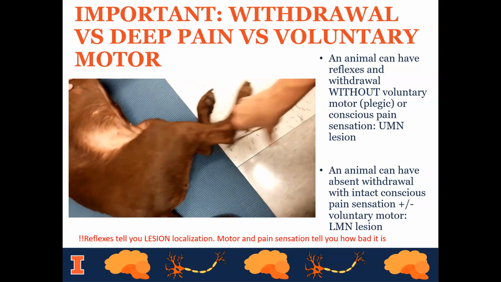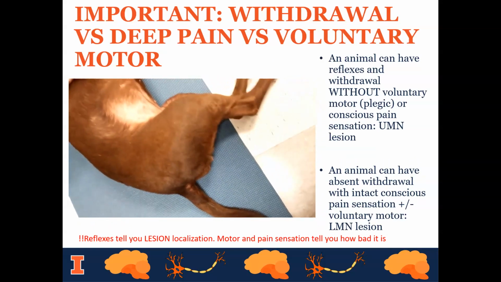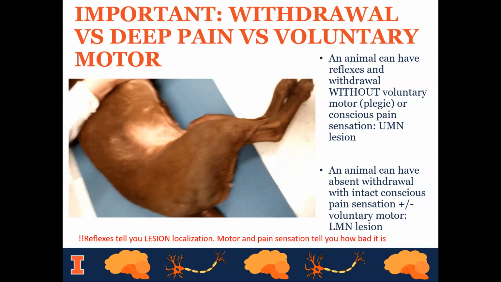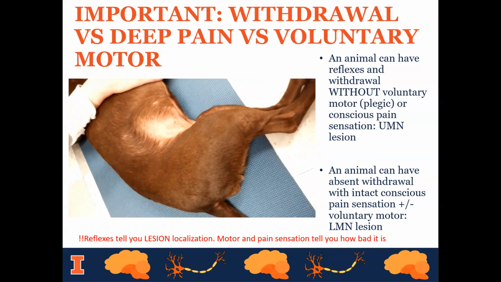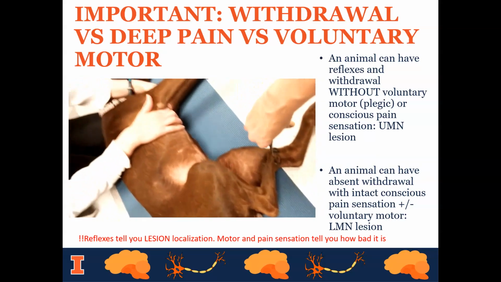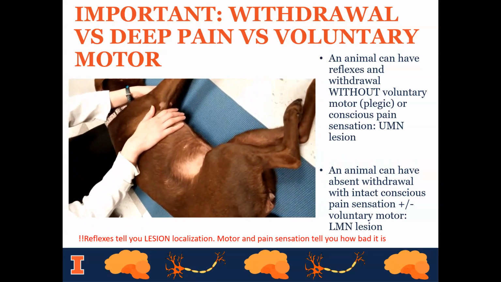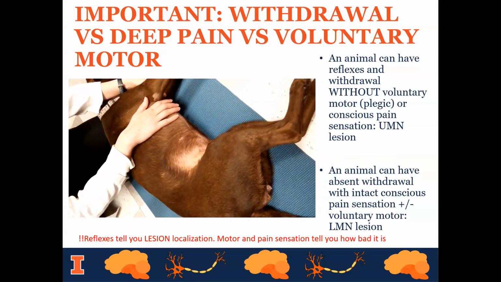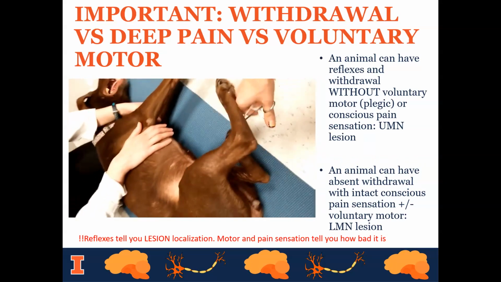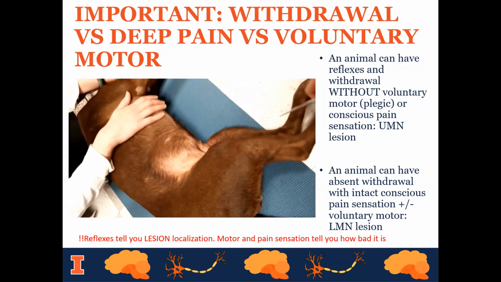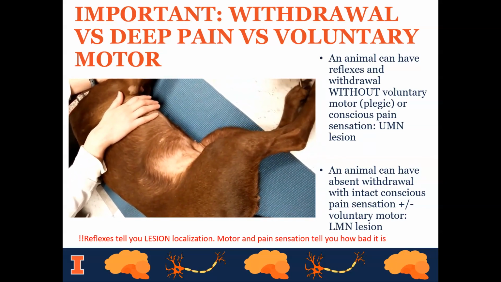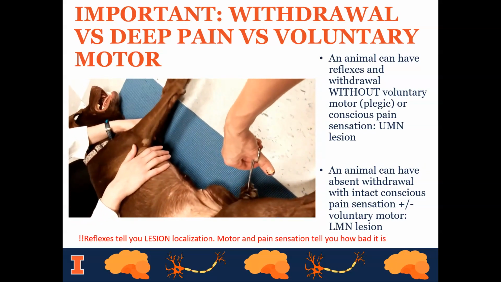problem is. So in this pet, the fact that we have Schiff-Sherrington posture and our reflexes are intact in the back legs tells us that we have a T3 to L3 spinal cord problem. And the fact that she's totally paralyzed and she cannot feel her toes tells us that's a very severe lesion.